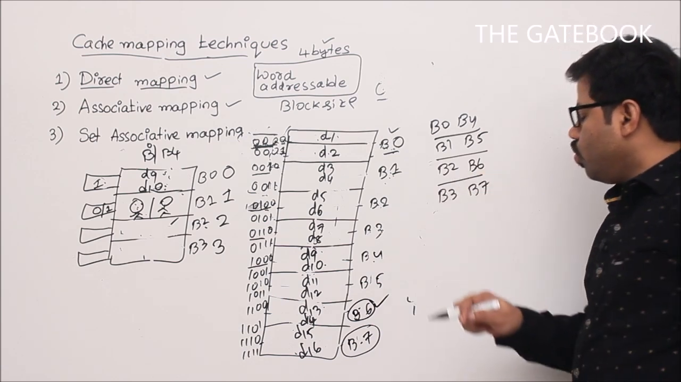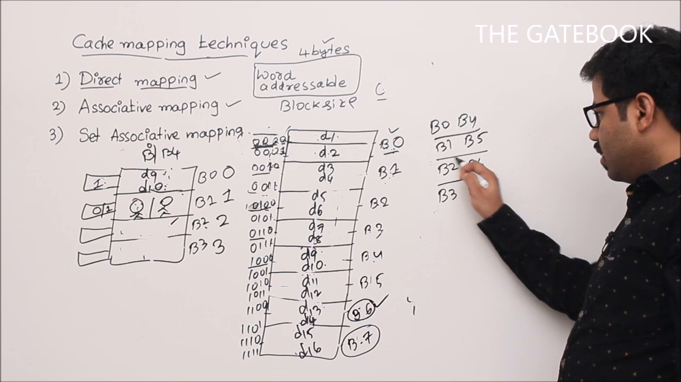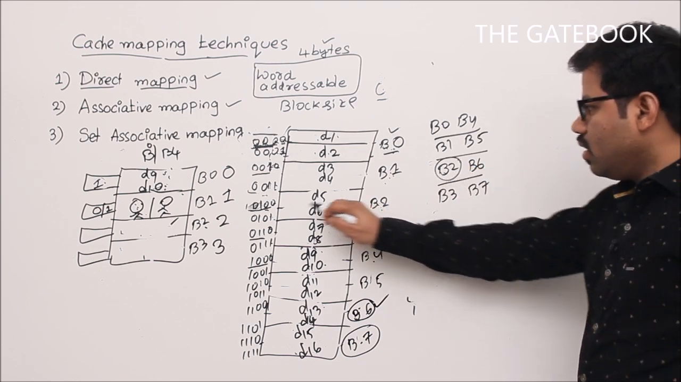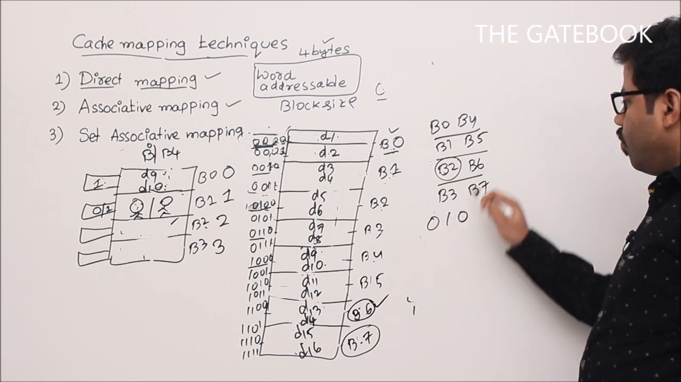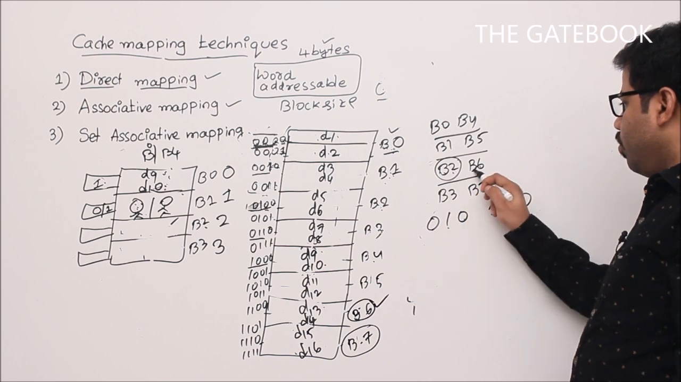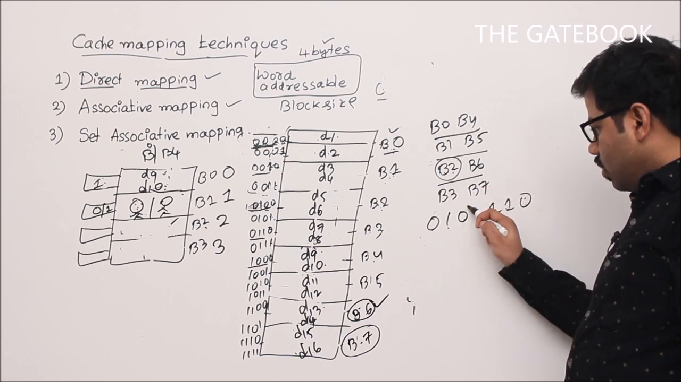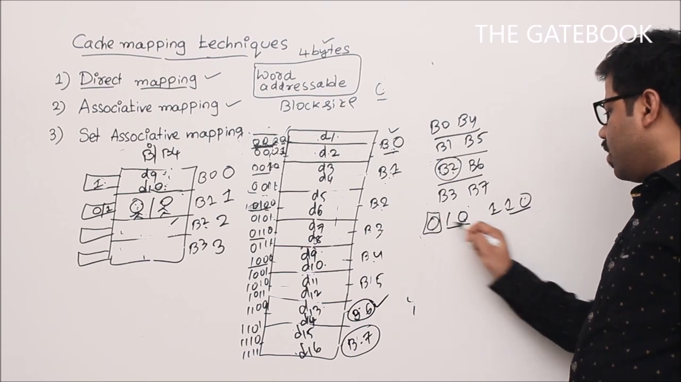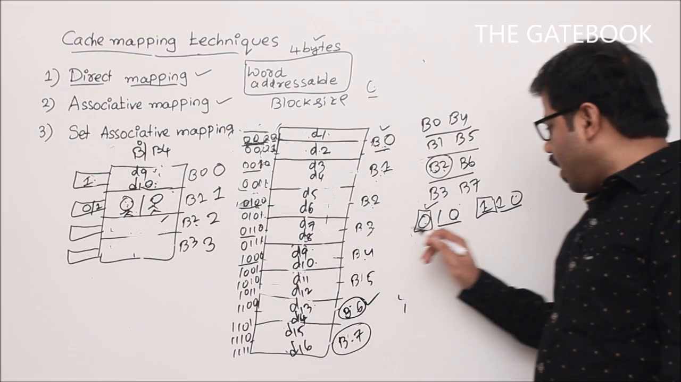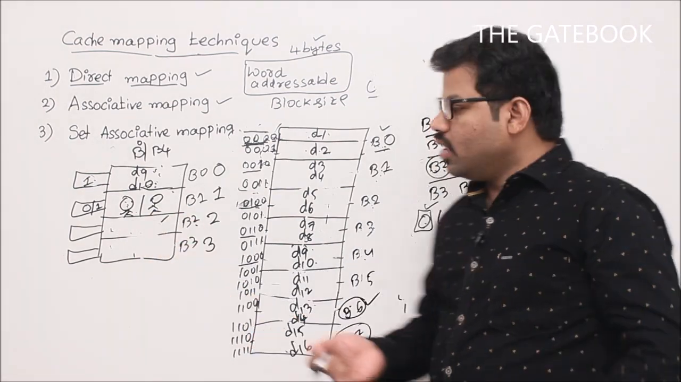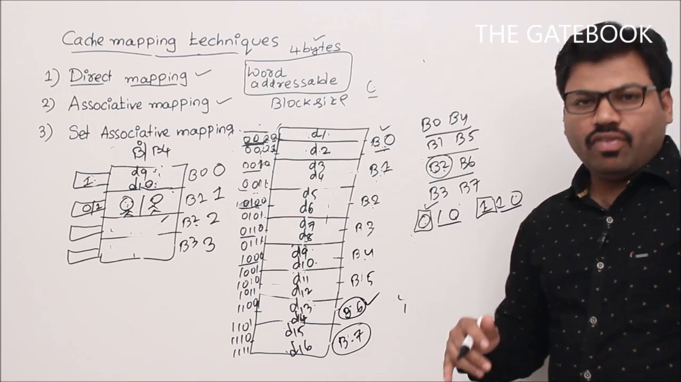Now for B2, what is the binary pattern of the last 3 bits? 0 1 0. For B6, 1 1 0. The last 2 bits are the same, that's why they go to the same block, but the tag bit is different. So I set the tag bit appropriately so that we can differentiate among them. That is the way direct mapping will work.